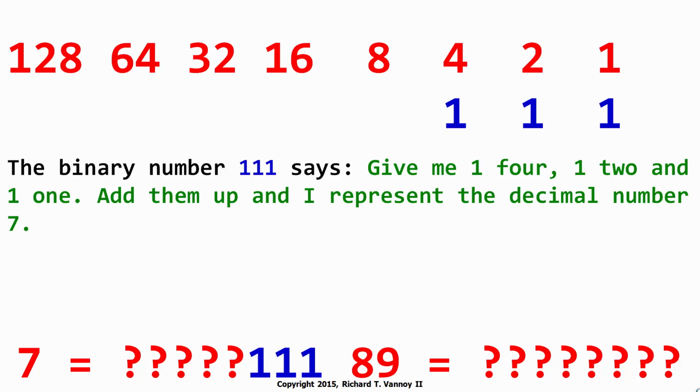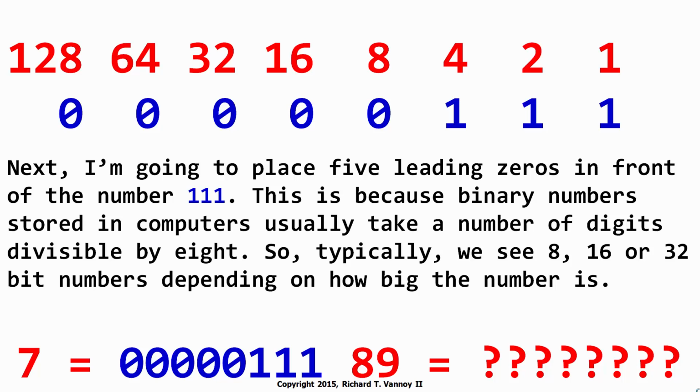So in each number system, they're all the same. You just add the column weights that they represent to get the final number. So we now know that 111 represents the decimal number 7. Well, I'm going to zero fill the rest of the numbers. I'm going to put a 0 under the 8, the 16, the 32, the 64, the 128.